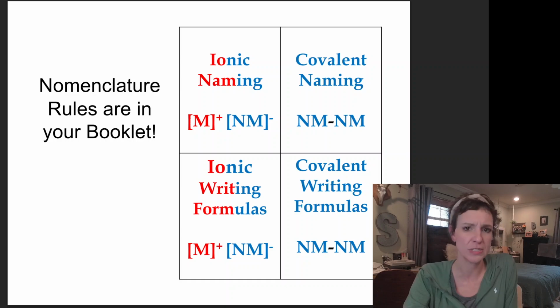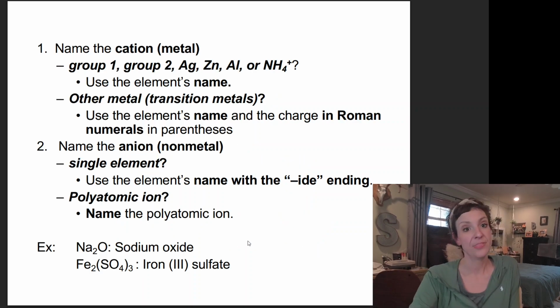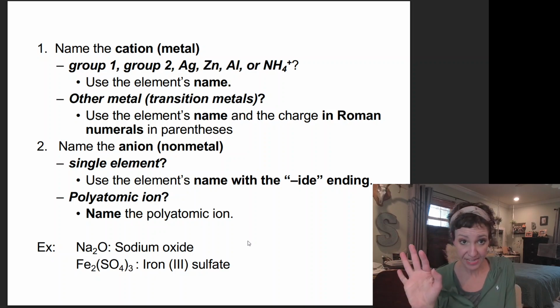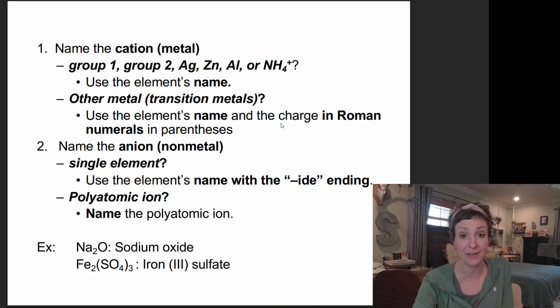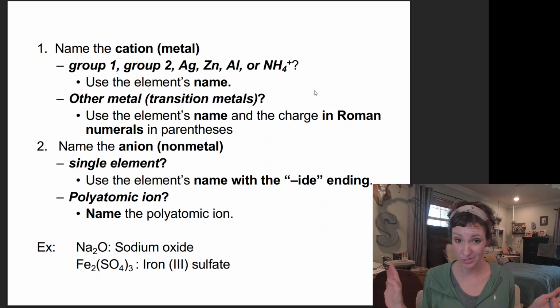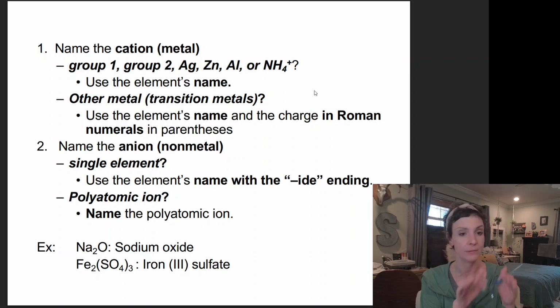Okay, I'm going to zip through these rules super quick. We are only focusing on the ionic naming and writing formula side. Ionic naming, meaning if I were to give you a formula, you would be able to tell me the name of the compound. We're going to name the cation, which is the first guy, the metal. If you are in group 1 or group 2, silver, zinc, or aluminum, or if you're the positive polyatomic ion ammonium, you just name whatever that thing is. Silver, zinc, ammonium. If you got another weird transition metal, like I said, the ones in the D block or under the staircase, you have to name the element, and then you have to put a charge in Roman numerals and parentheses. Y'all are like, what does this mean? We will get to it.